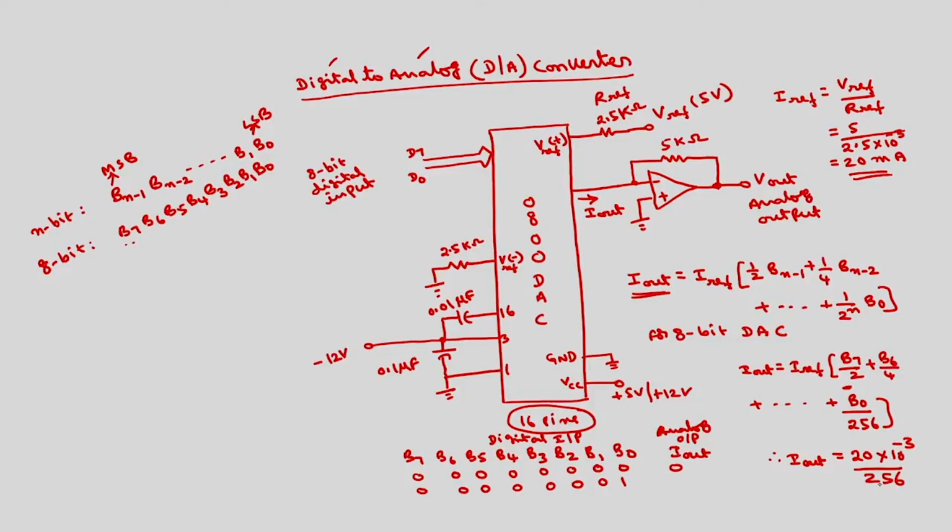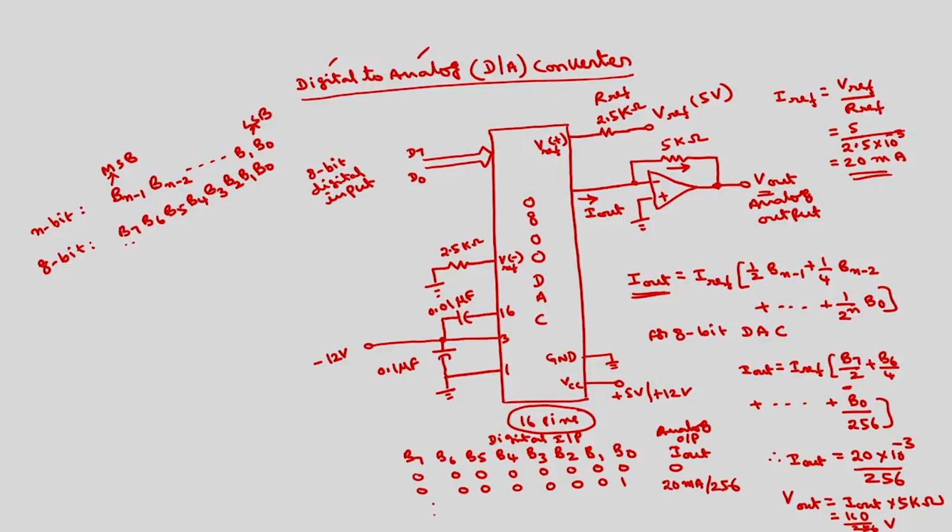This is I out. And if I want a V out, V out is equal to I out into 5 kilo ohms, because this has to pass through this. So this kilo and milli will get cancelled. 100 by 256. This many volts will be the output voltage corresponding to 0001. This I out is 20 milliamps by 256.